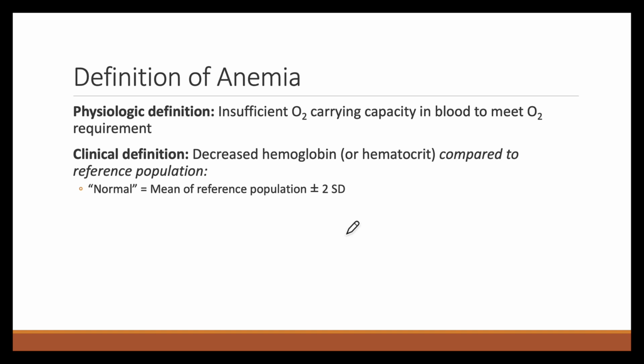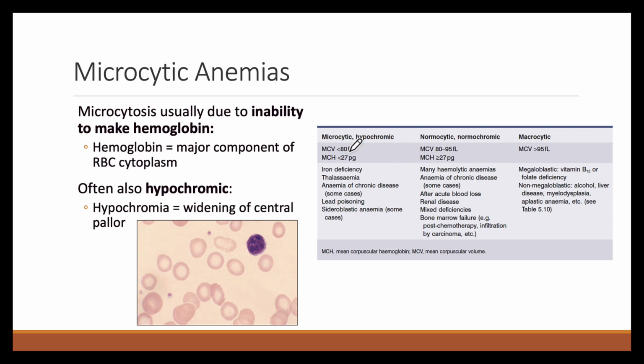The ultimate end result of iron deficiency is anemia. Physiologically, it's defined as an insufficient oxygen carrying capacity in the blood to meet the oxygen requirement. Clinically, which is used more often, it is defined as decreased hemoglobin or hematocrit compared to a reference range or reference population. Iron deficiency anemia is one of our microcytic anemias, as you can see in the table on the right.